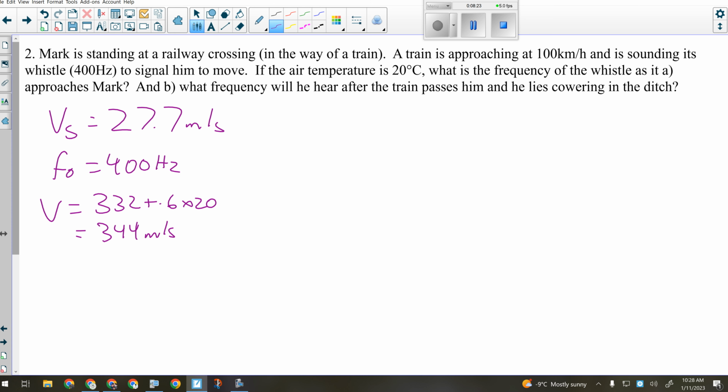He lies cowering in the ditch didn't make sense to me. Like, he jumps out of the way just in time and then the train goes by and he hears a different frequency. So yeah, it's one of those times, like all the other times I tell jokes and they flop.